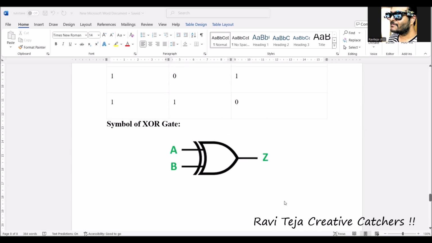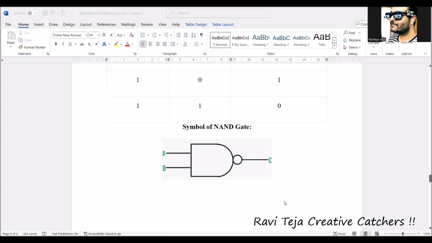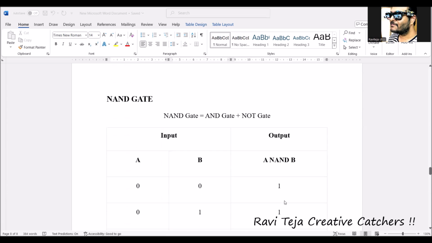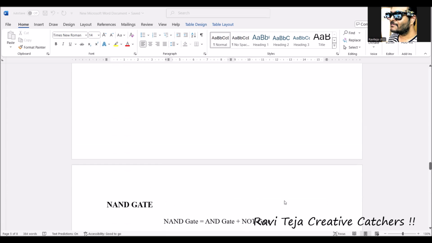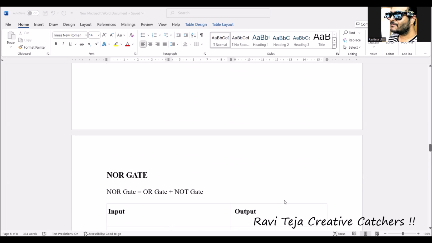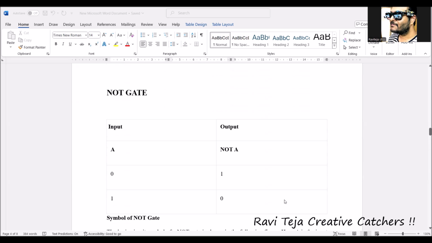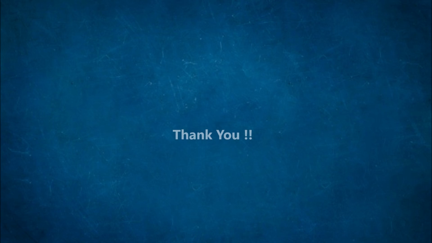All these logic gates are useful for mathematical representation, or they are included in the circuitry of Boolean expressions or Boolean functions, and they are majorly applied in digital electronics.